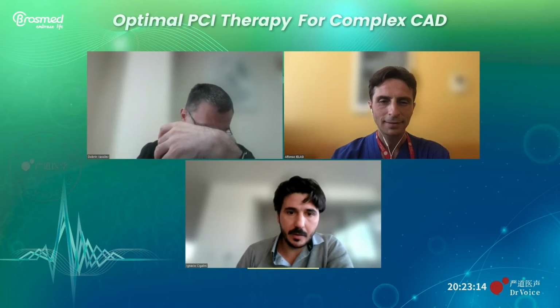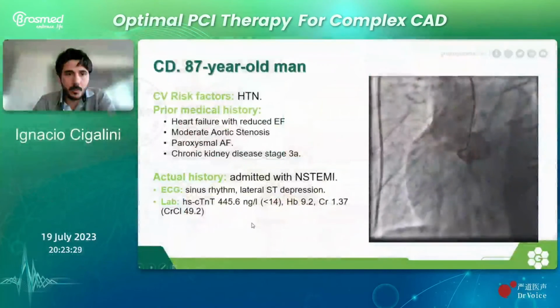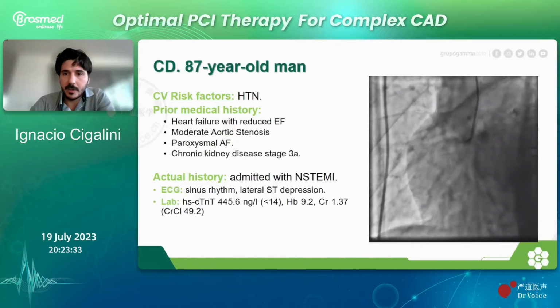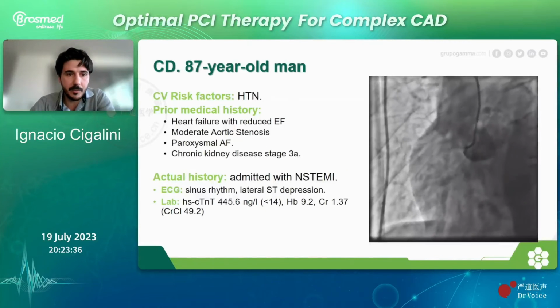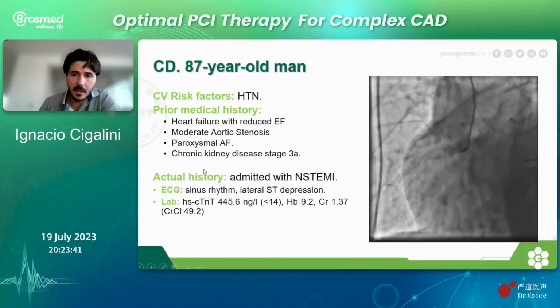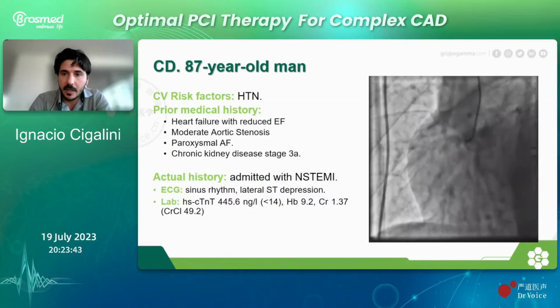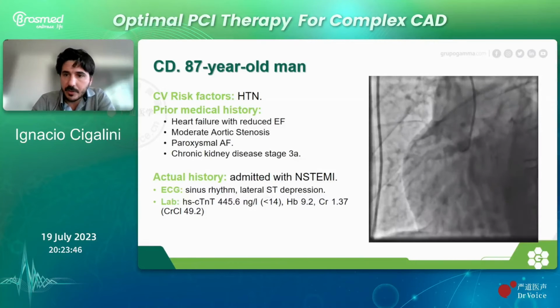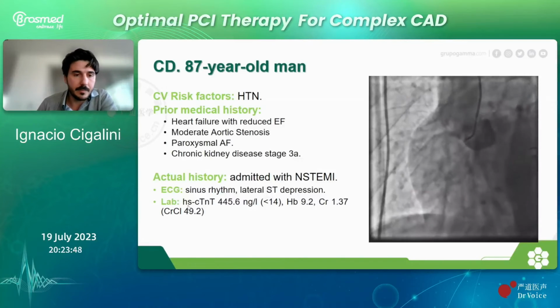I'm going to present a clinical case entitled Empowering Cardiologists, BrosMed Advancements in Complex PCI. This is the clinical case of an octogenarian patient with hypertension as the only cardiovascular risk factor, but with lots of medical history. He had heart failure with reduced ejection fraction and moderate aortic stenosis, paroxysmal atrial fibrillation, and chronic kidney disease. He was admitted with NSTEMI, with ST depression on the lateral derivations.